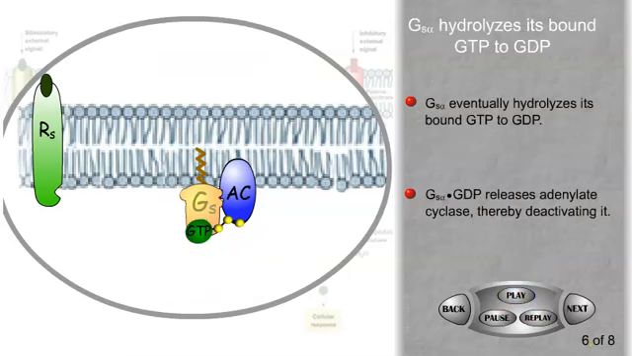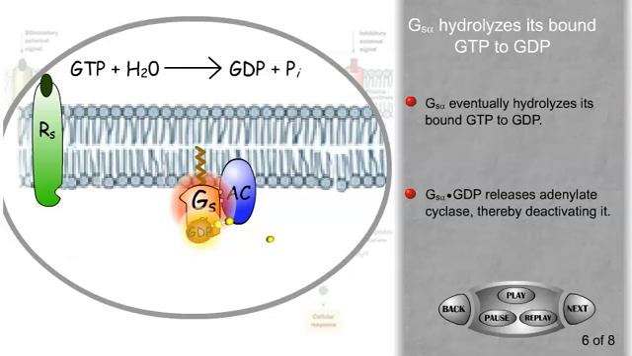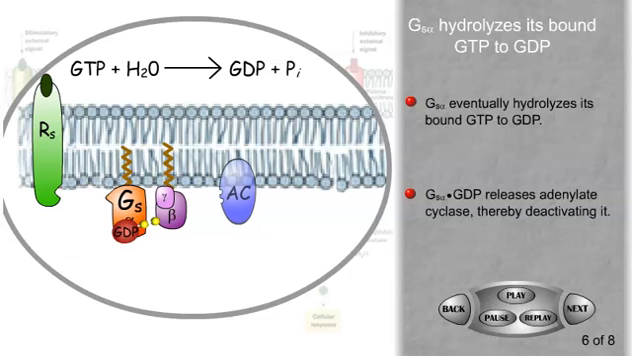The stimulatory activity of GS-alpha is self-regulating. In addition to its ability to stimulate adenylate cyclase, GS-alpha is a GTPase that eventually hydrolyzes the bound GTP back to GDP. When this occurs, the alpha subunit rebinds the beta and gamma subunits, thereby returning GS to its off state.